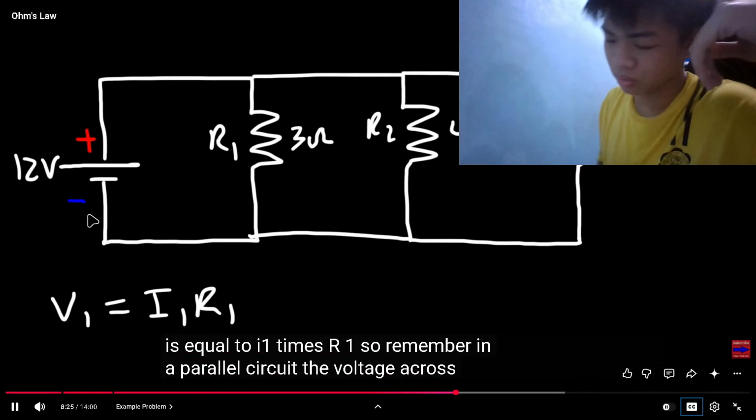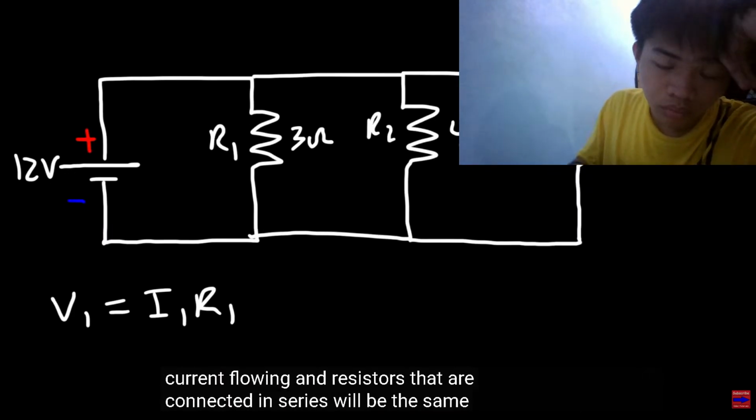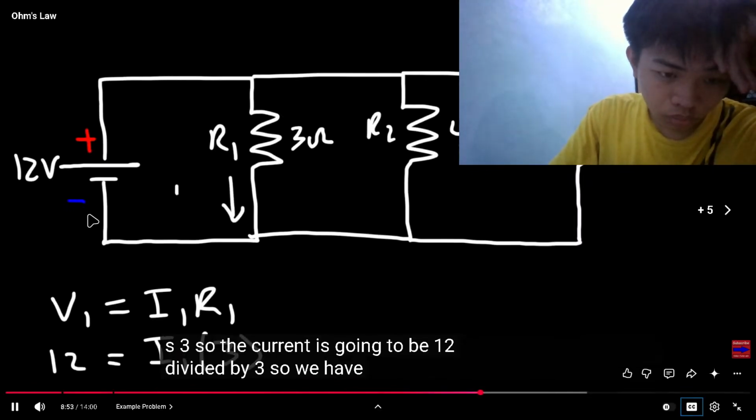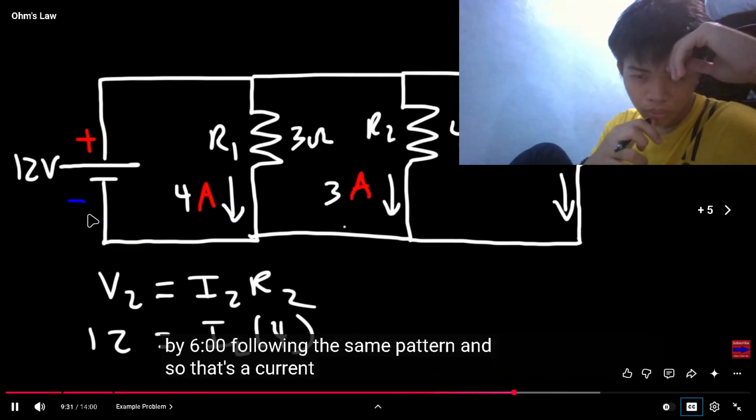In a parallel circuit, the voltage across the resistors connected in parallel is the same. But in a series circuit, the current flowing in resistors that are connected in series will be the same. In this case, V1 is 12, because we have 12 volts connected across R1. For R2, I2 is equal to 12 divided by 4, the same pattern, and so that's a current of 3 amps.